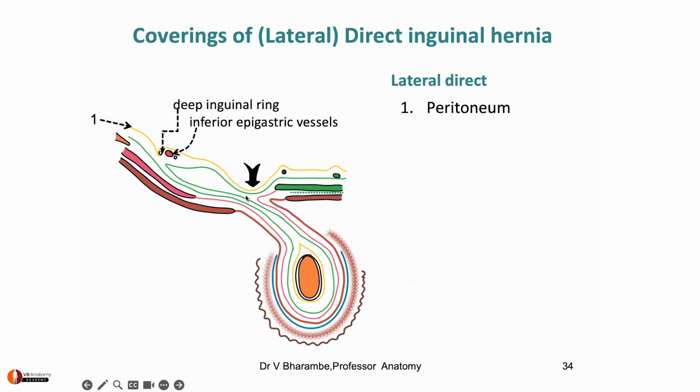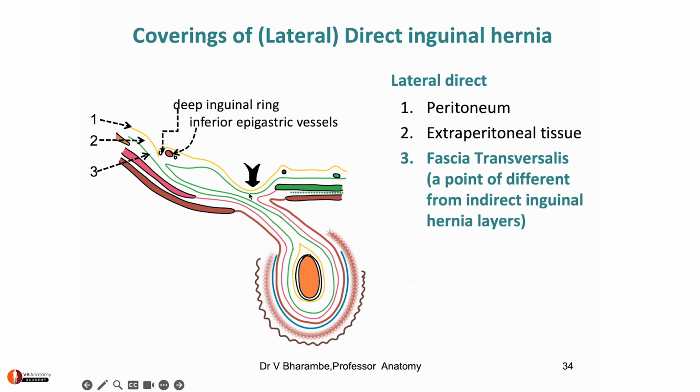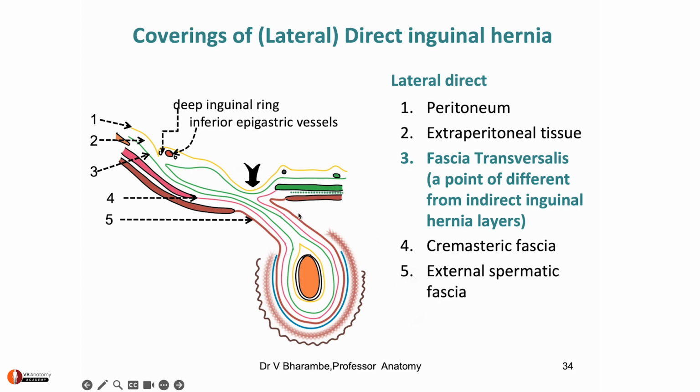Peritoneum as seen here, extraperitoneal tissue, the white space here, and fascia transversalis. Will I call it internal spermatic fascia? No, because it is not passing through the deep inguinal ring. So only fascia transversalis. Then cremasteric fascia pink, external spermatic fascia brown, dartos and skin. These are the 7 layers covering the lateral direct inguinal hernia.